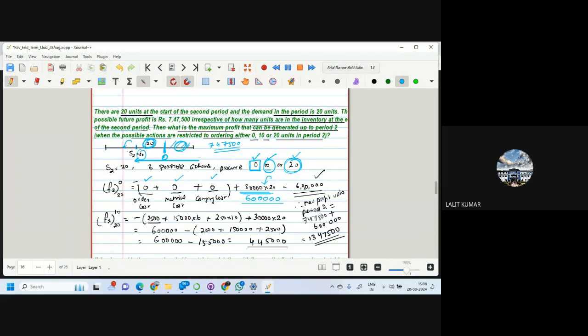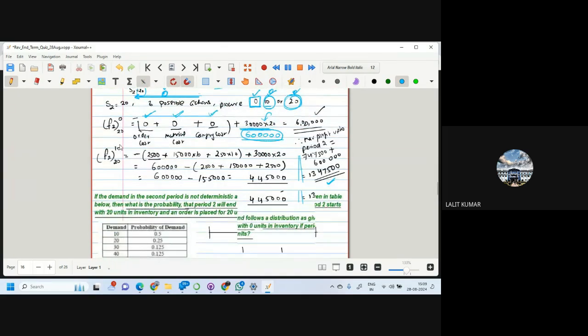The question is asking what is the maximum profit that can be generated up to period 2. So we are starting from here, coming up to stage 2 only. So he did not incur anything on purchasing: order cost 0, material cost 0, carrying cost 0, and he's selling. So this is his entire profit. And you add with this 747500. So this will be your maximum profit which can be generated up to period 2. Got it. So logically, I will say don't even do 10 and 20 if it is 20.